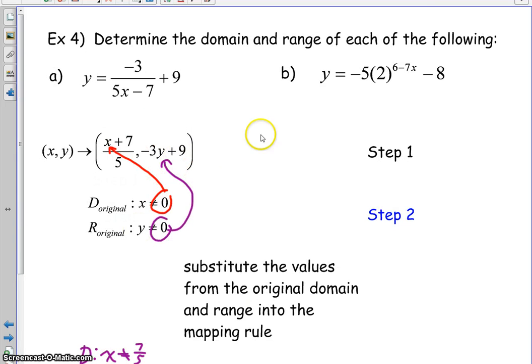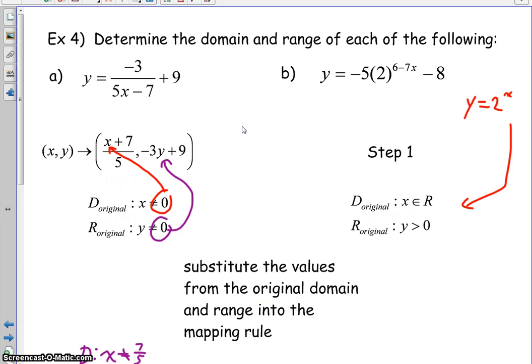Okay, with the next one here, again, remind yourself what the parent function is. The parent function here is y equals 2 to the x, which means your domain and range are, for the domain, x is an element of the real numbers, and for the range, y is greater than 0. So take a minute, try the mapping rule, then try and find your new domain and range. Okay, if you want to check your mapping rule, there it is.